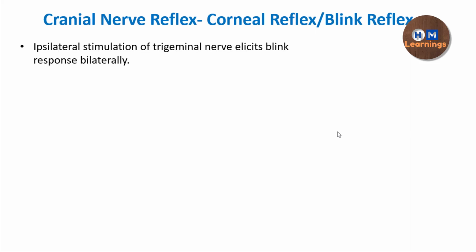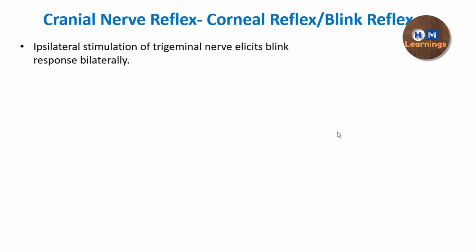Now, as I said, this reflex is different from the other reflexes. It has its own crucial points which are critical to remember: if you are stimulating the trigeminal nerve of one eye, like if you are touching the cotton on the right eye, you will see that there is a bilateral response. Both eyelids are going to close and then open. So the blink response is going to come bilaterally. That is what is written here: ipsilateral stimulation of the trigeminal nerve elicits a blink response bilaterally. Now how is that happening? What is the pathway for that?